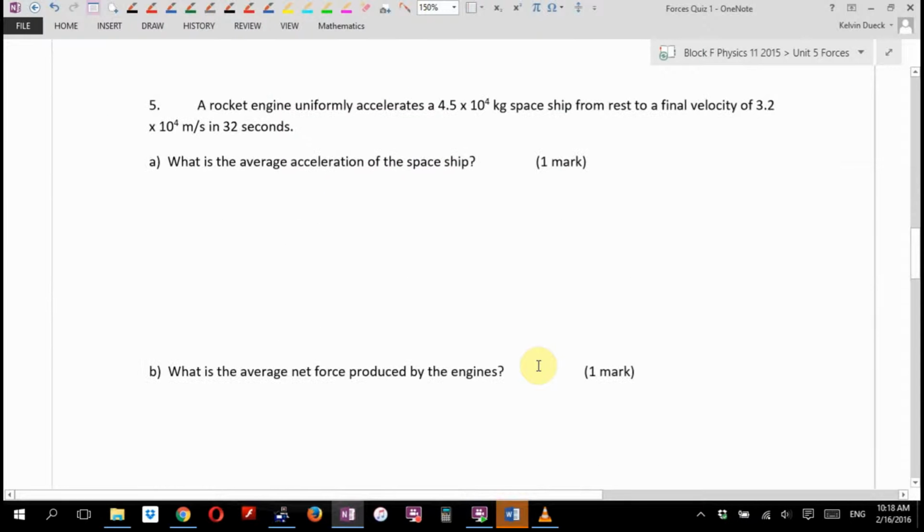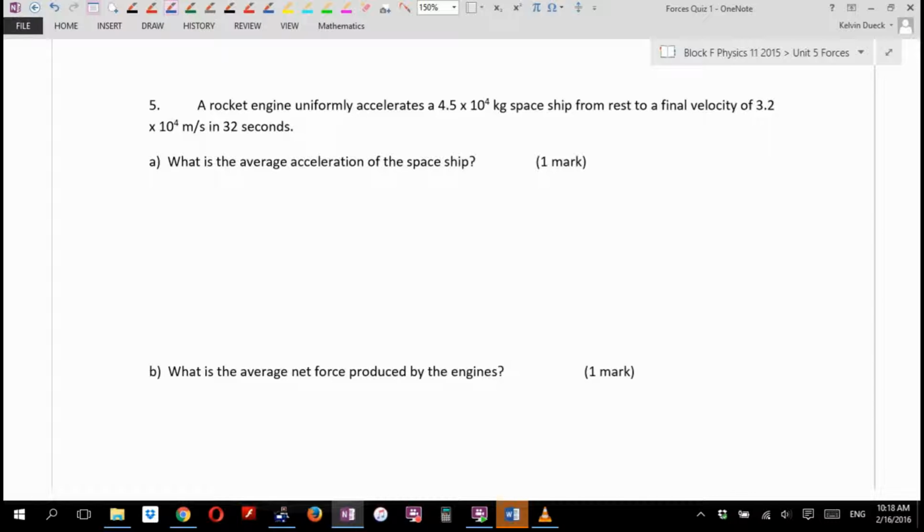Next page. Okay. Number 5. Prith, what do they want me to find in number 5, part A? Acceleration. By the way, the reason I put average acceleration, that's me hedging my bets and being fussy, Sarah, saying I'm not sure the acceleration is constant.